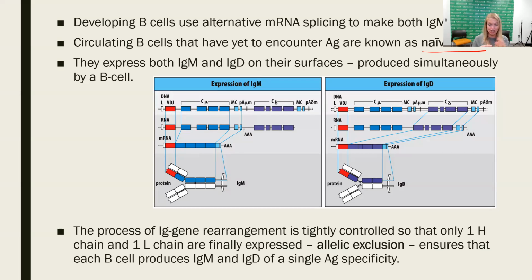Whether they're IgM or IgD, it doesn't matter because their variable regions are the same. And so that's called allelic exclusion, and that will ensure that a B cell produces IgM and IgD, but only has one antigen specificity because the variable region does not change. And so every B cell is going to have one single specificity.